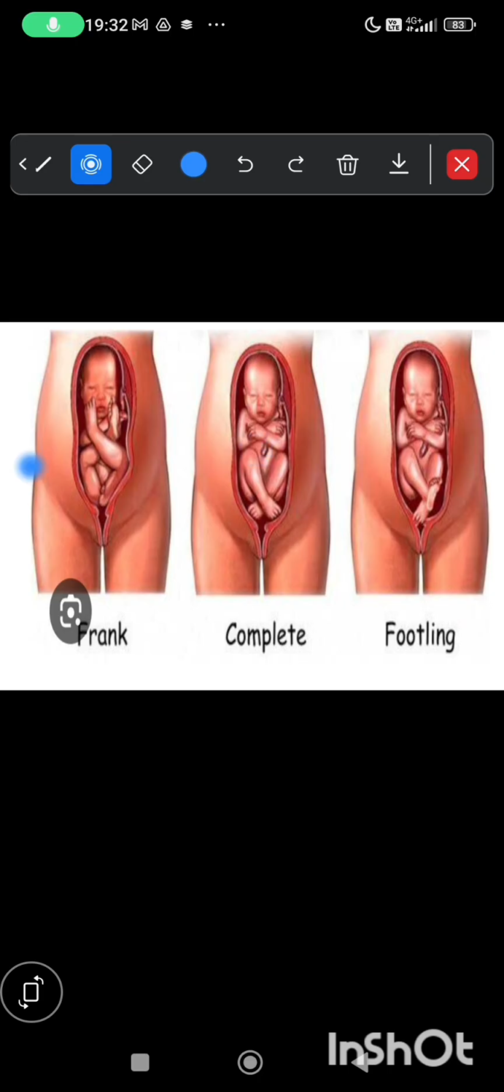Frank breech, in this position knees are extended and the fetal feet are seen near the head or the upper body. Footling, as the name tells us, one or both feet present first, as you can see here. Now the presenting portion is the foot.